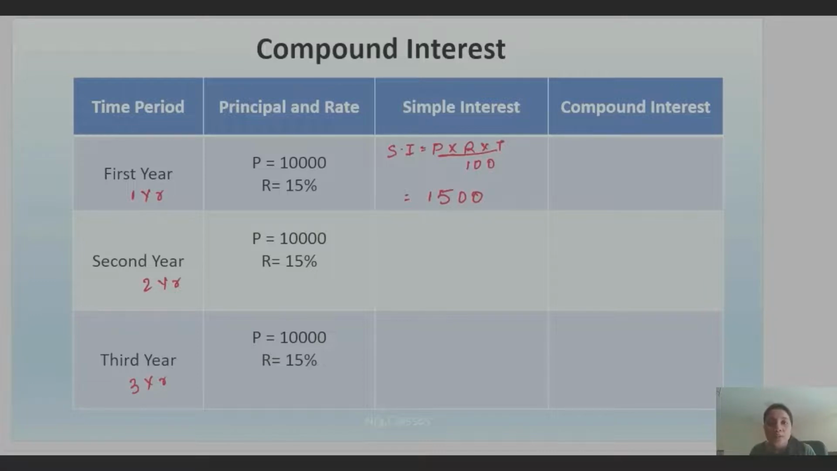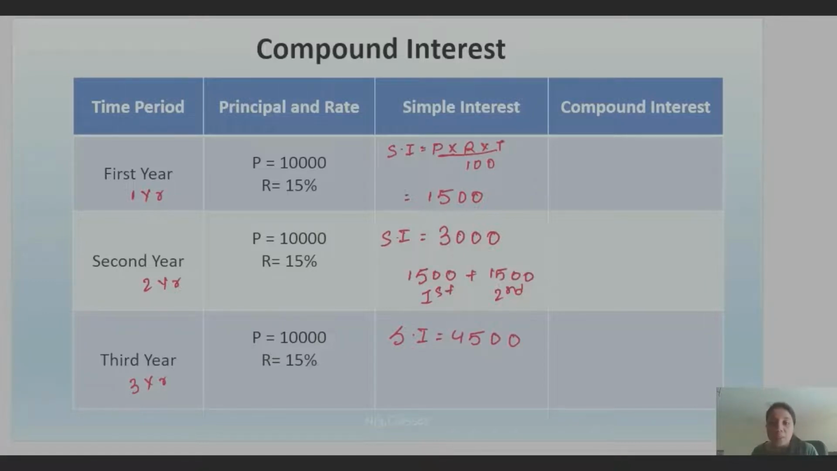Now directly, if you calculate simple interest for 2 years, you will get 3000. It means if I am going to pay interest directly after 2 years, it will be 3000: 1500 for the first year and 1500 for the second year. Now for 3 years, what will be the simple interest? It will be 4500. You calculate and check it, okay?